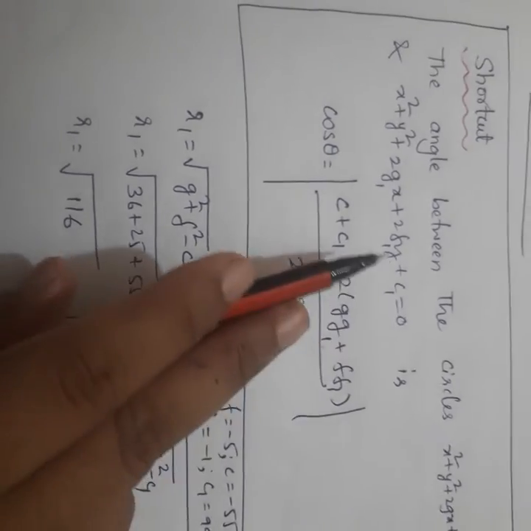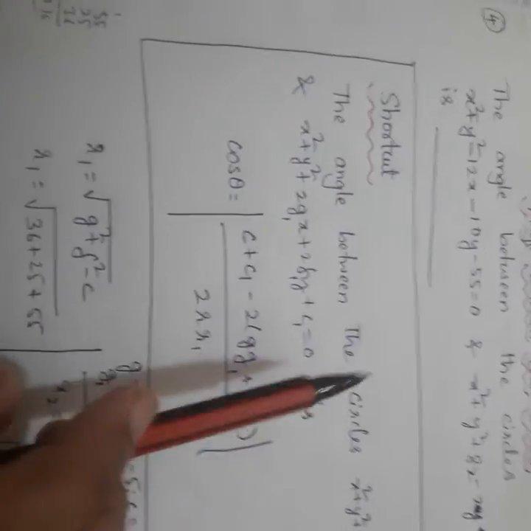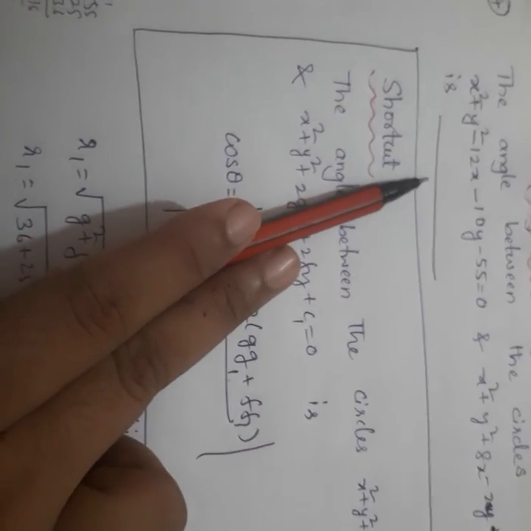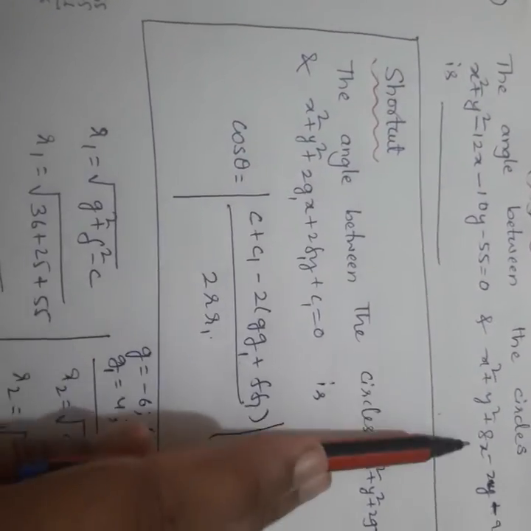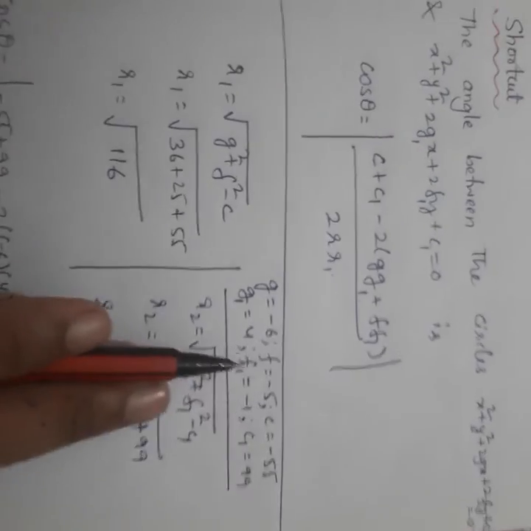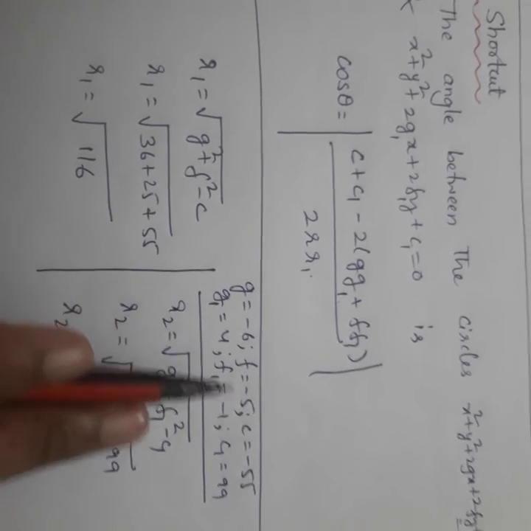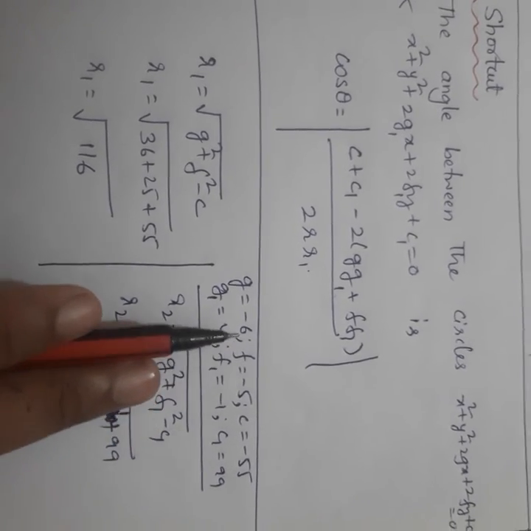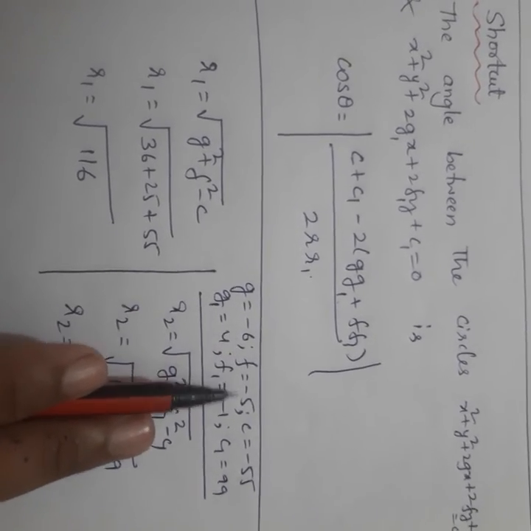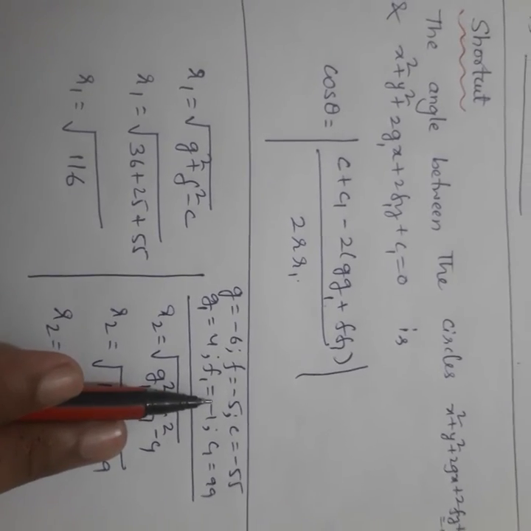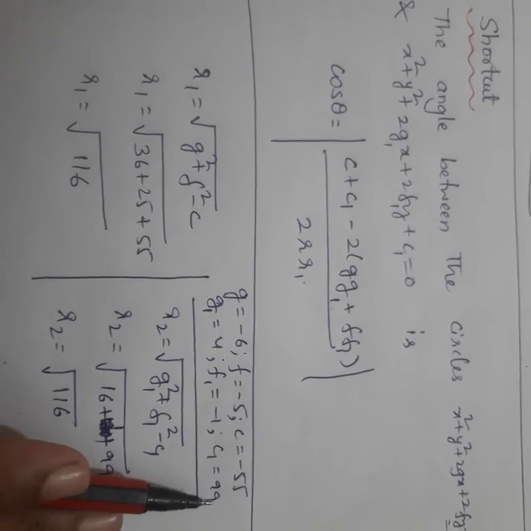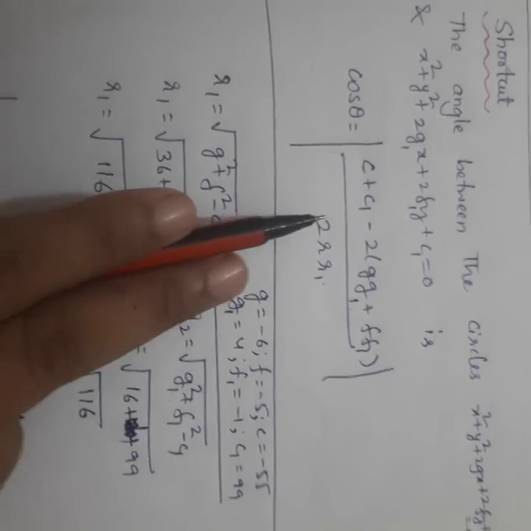Now I need to find the g and g1 values. So I will find the g value from this, the g1 value from this, the f value from this, the f1 value from this. So I obtain g value as minus 6, f value as minus 5, c value as minus 55, g1 value as 4, f1 value as minus 1, c1 value as minus 99.